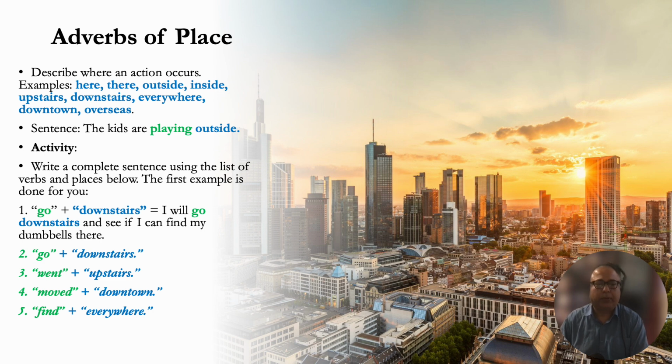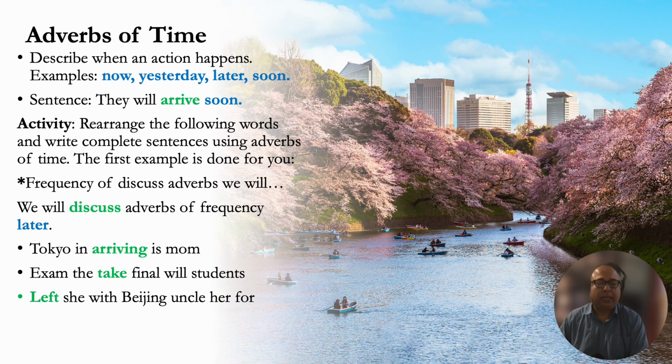Okay? All right. Next up, adverbs of time. These adverbs describe when an action takes place. When, like what time it happens. So, for example, they'll arrive soon. When will they arrive? They'll arrive soon, maybe like 20 minutes or so. Correct?